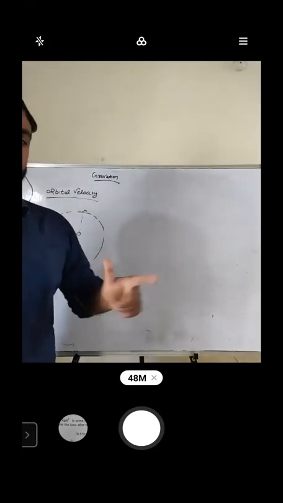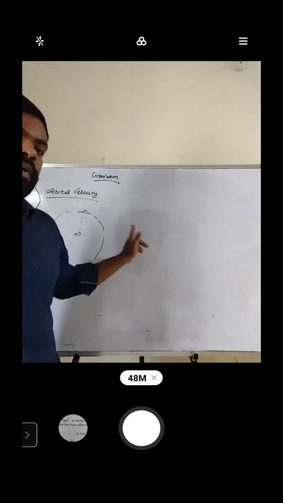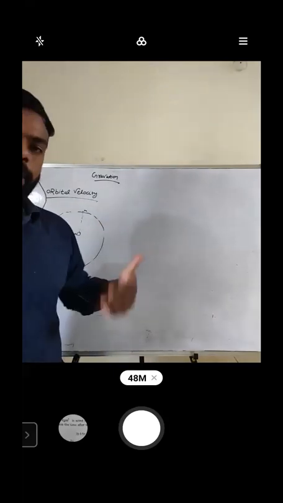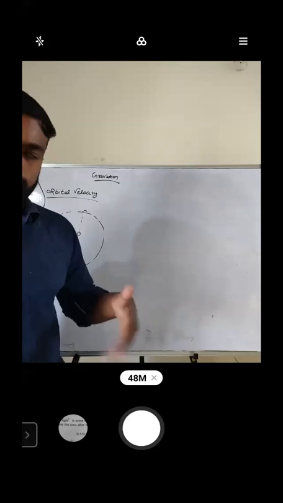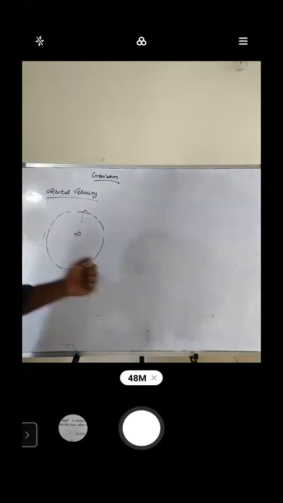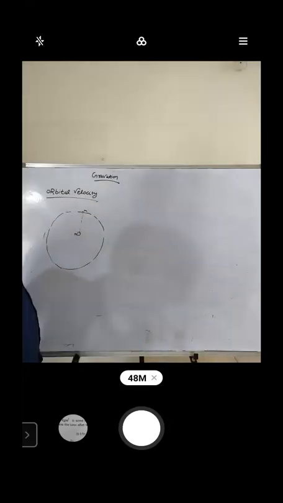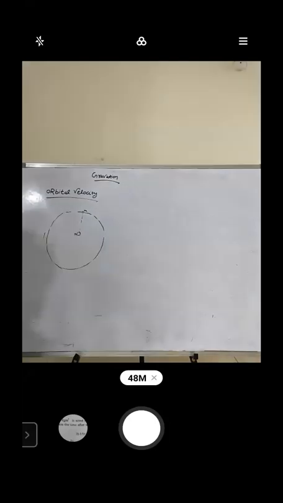After that, we have escape velocity. Escape velocity definition: the minimum velocity required for an object to escape from the gravitational influence. Suppose you are throwing a stone with normal energy, it will come back. But if you apply more than orbital velocity, it won't come back. So how much velocity you need to apply, I'm going to tell you.